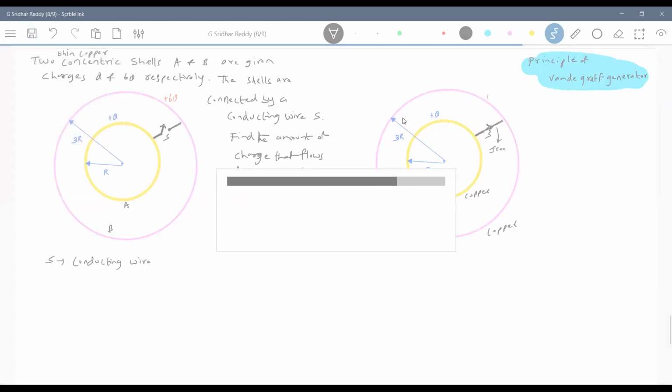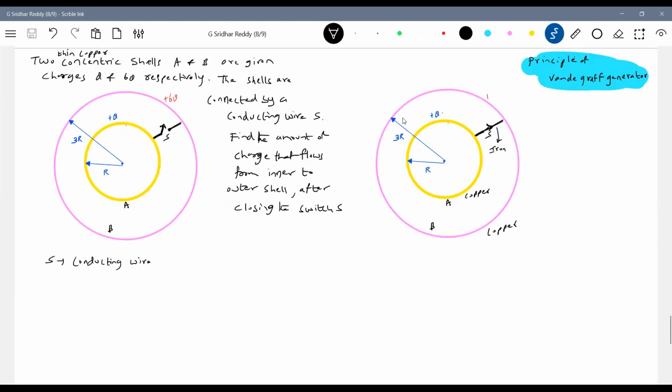Let's get into this one. What actually happened? I'll assume that some Q charge will flow from inner shell to outer shell. And what was the charge here? I'll give red color. Agree with this, I think good justification. Some Q charge has flown from here, from inner to outer shell.